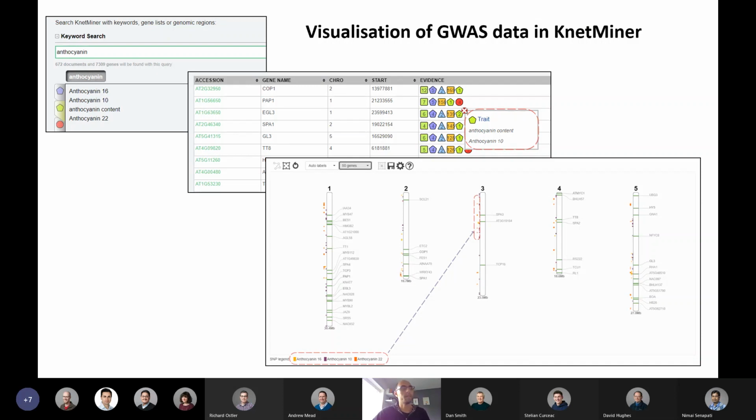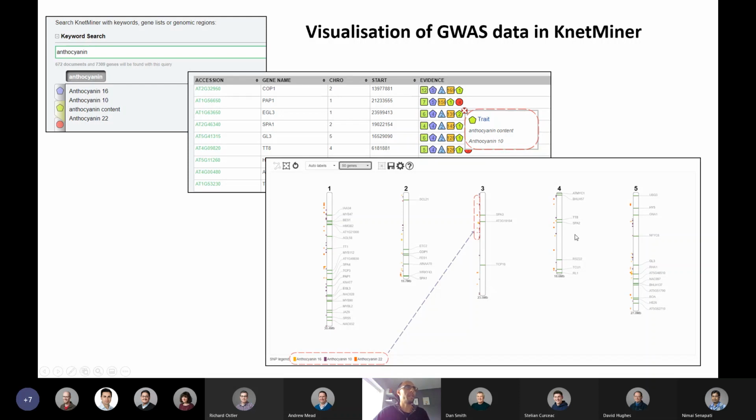So once it is in the knowledge graph, NetMiner has different ways of visualizing GWAS data to the end users. So there are three things I've highlighted. If you search for a keyword like anthocyanin, there is a suggester coming up here that shows you anthocyanin is matching to several different GWAS studies. They're mentioned here. The other piece of visualization that NetMiner uses is when you get to your ranked list of genes and you can click on these icons here, it would tell you that some of these evidences are based on GWAS data and which GWAS study specifically it was.